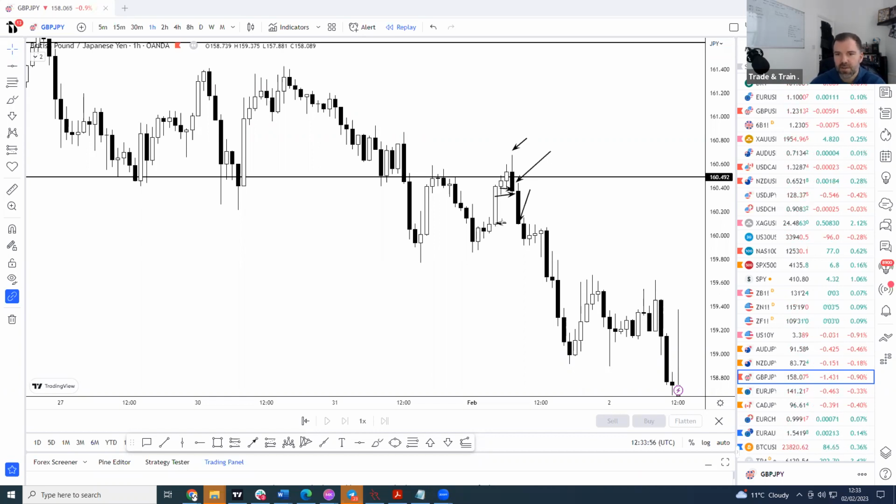It comes straight down to where the big buyer candle comes in. You're done. You don't need to do anything else. Okay, it comes down to support, but who cares? It's done.